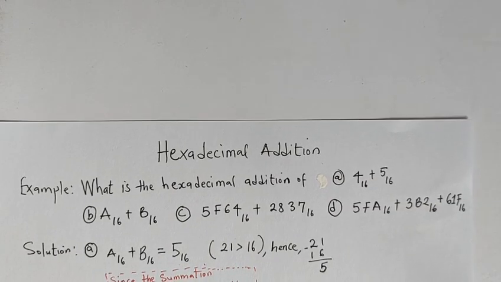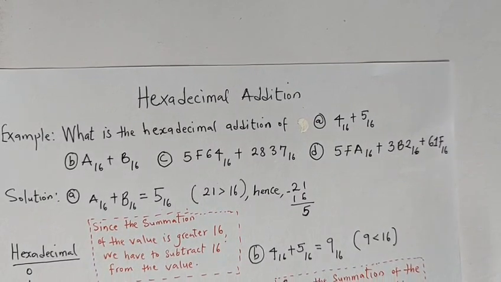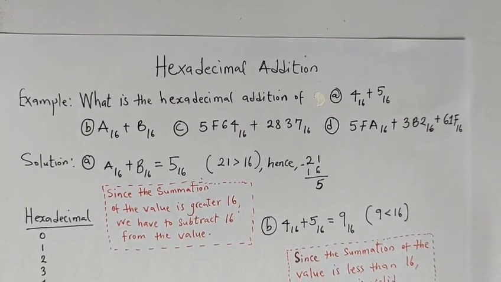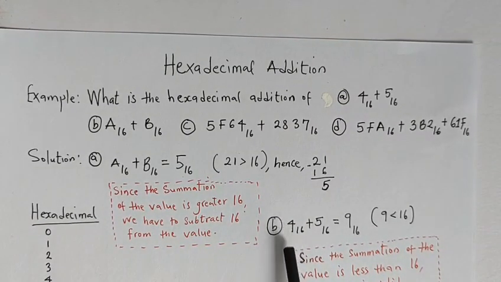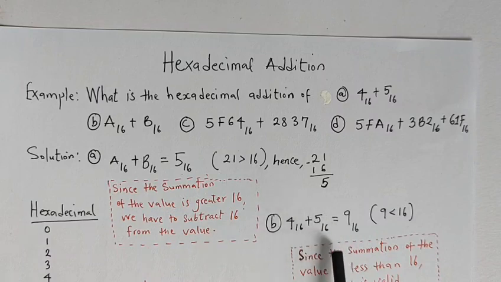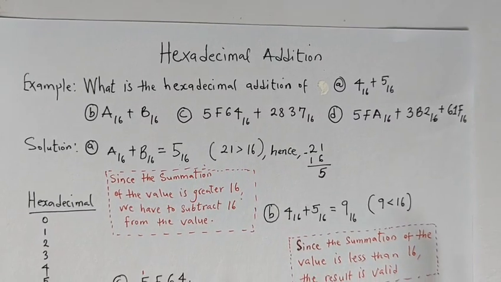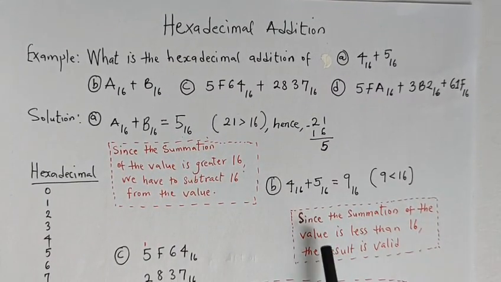Now let's take a step further. The second question says 4 plus 5, all in base 16, is equal to 9 base 16. Now let's go through the procedure for how we solve that. 4 plus 5 obviously gives us 9. Then if you check, 9 is less than 16. So in that case, since the summation of the value is less than 16, the result is the value. It means we don't need to perform any other operation.